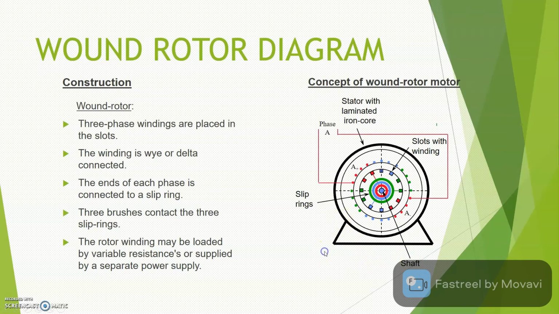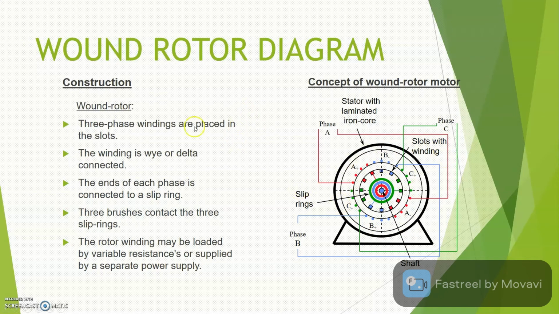In order to form the 3-phase winding, you will have three different phases: phase A, phase B, and phase C. To form phase A, you connect the winding from A plus to A minus. For phase B, it will be connected from B plus to B minus, from here to here. And for phase C, the winding will be connected from C plus to C minus. So the winding will be connected like this: A, B, B, and C, C.